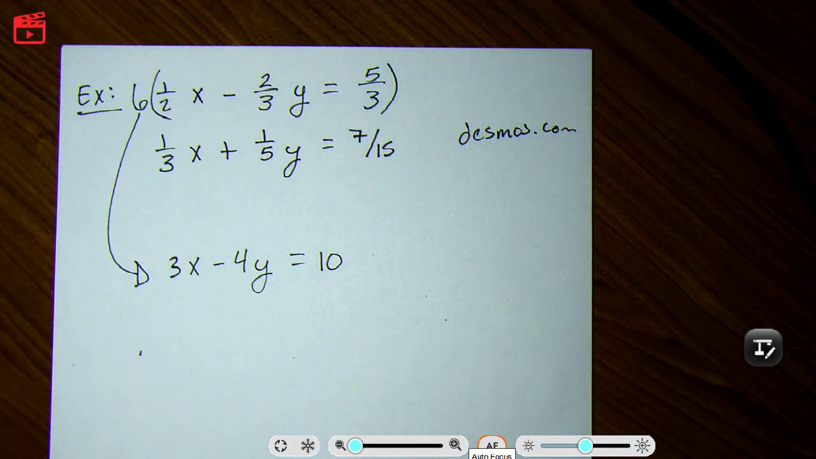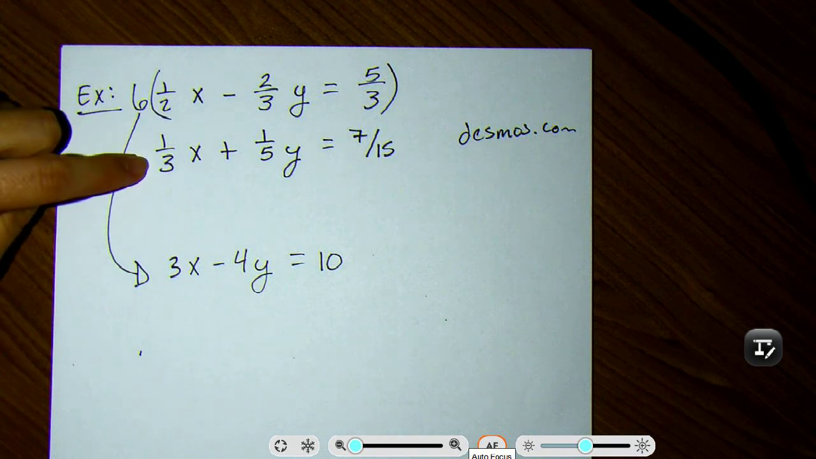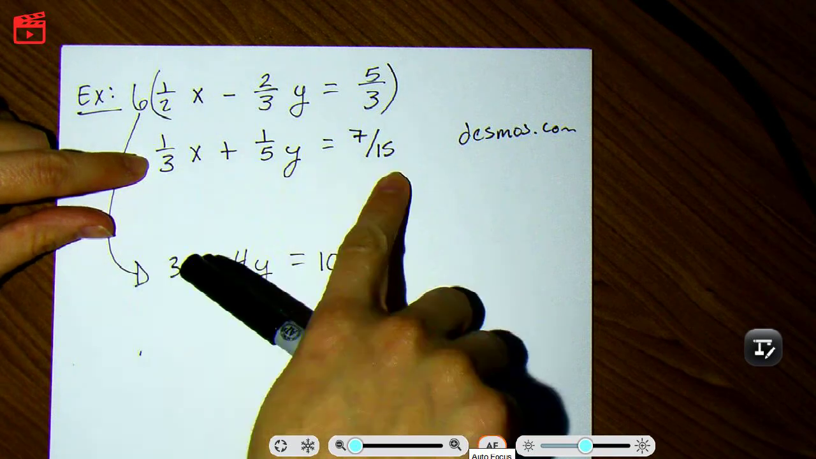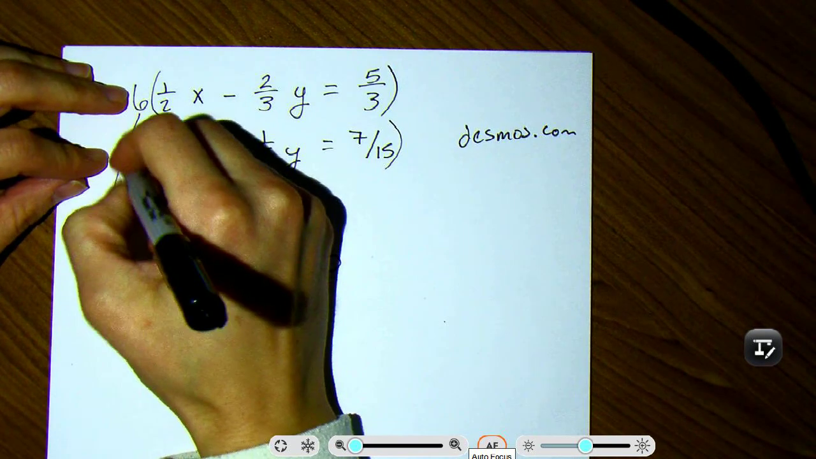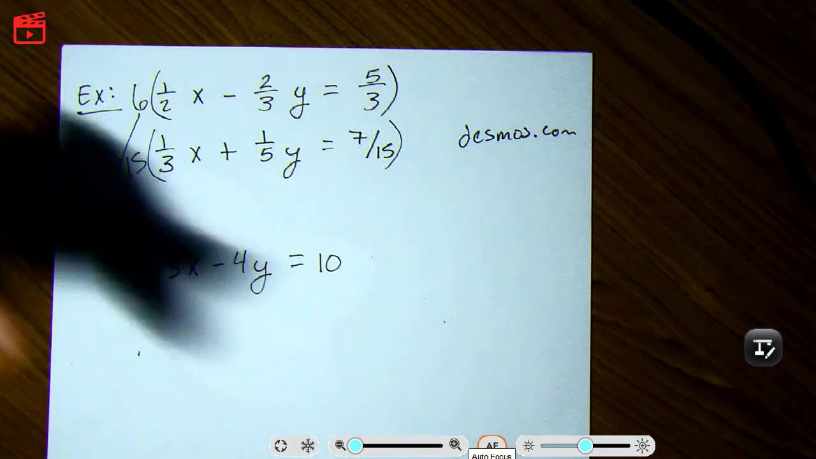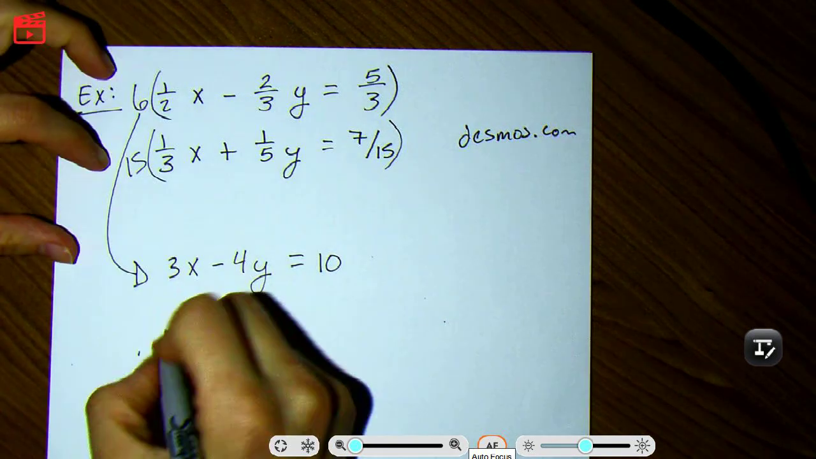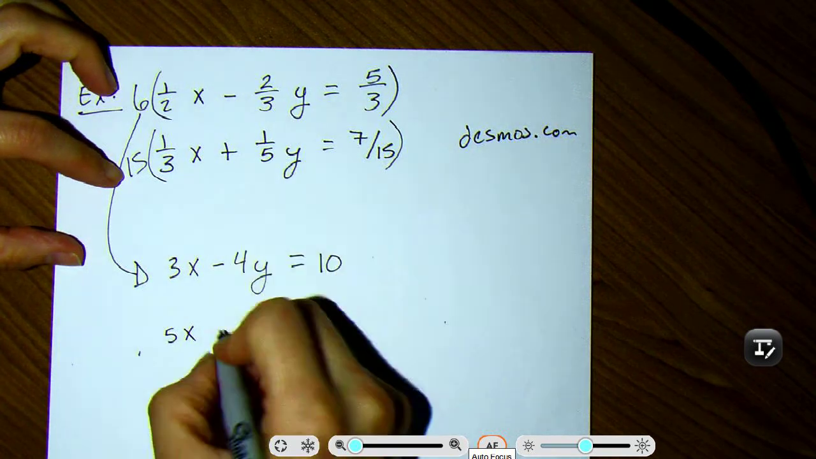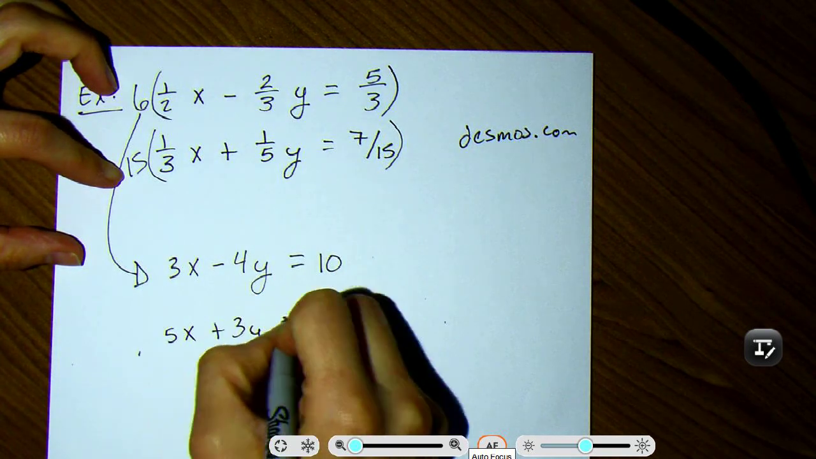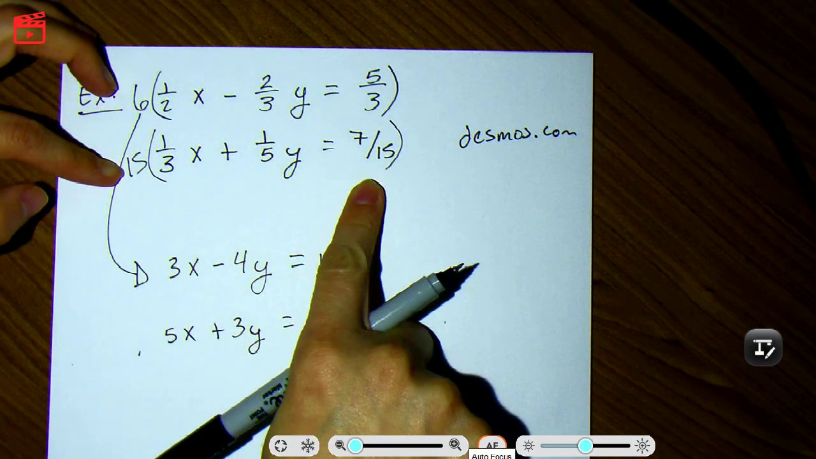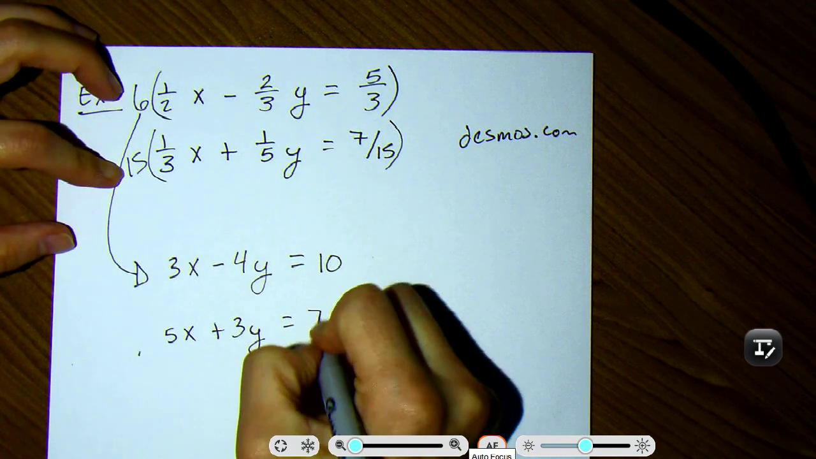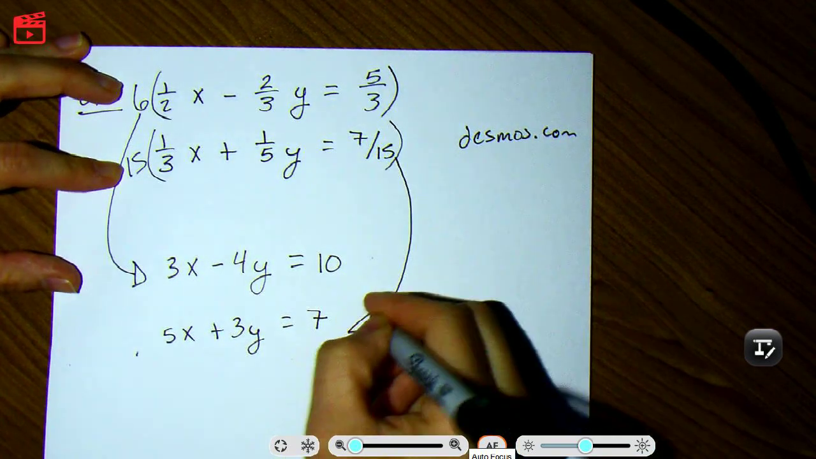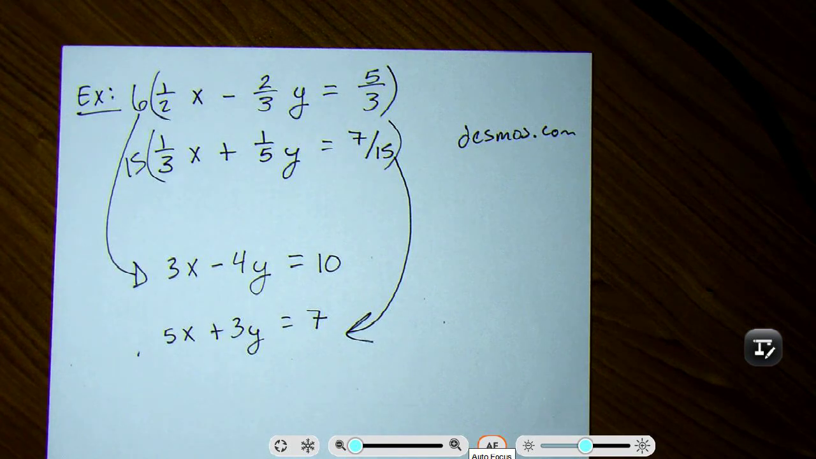And I'll do the same thing with the second equation. I have denominators of 3, 5, and 15, so the common denominator here would be 15. So I'm going to multiply everything in there by 15. 15 times 1/3 is 5. 15 times 1/5 is 3. And 15 times 7/15, I'm multiplying by 15, dividing by 15, so those cancel out and give me 7. So I got rid of my fractions.